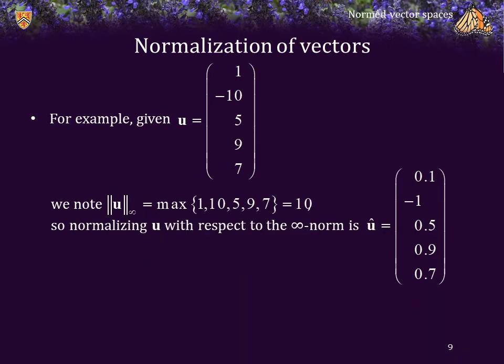Finally, the infinity norm is equal to 10. So normalizing this vector u with respect to the infinity norm is the vector you see here. Again, it contains at least one entry that has absolute value 1, and all other entries have an absolute value less than or equal to 1.